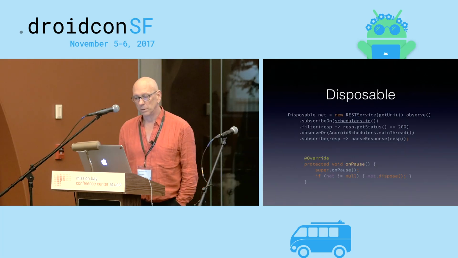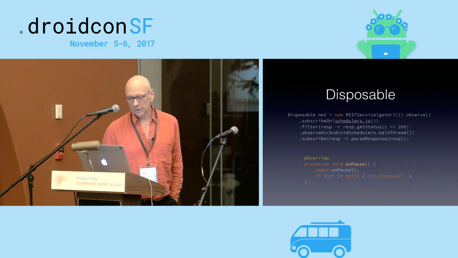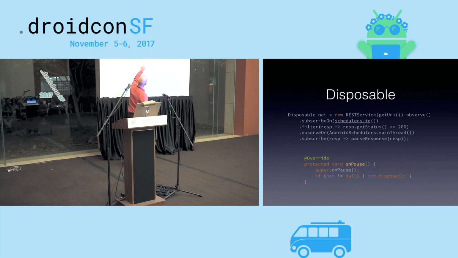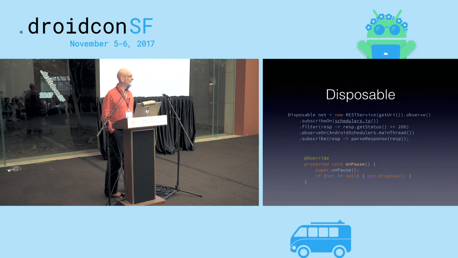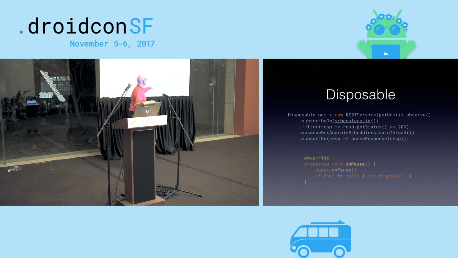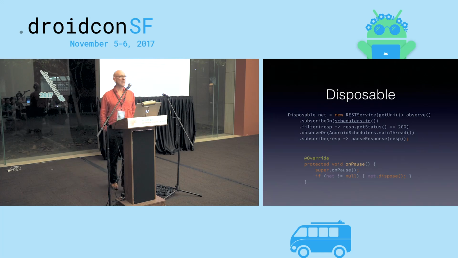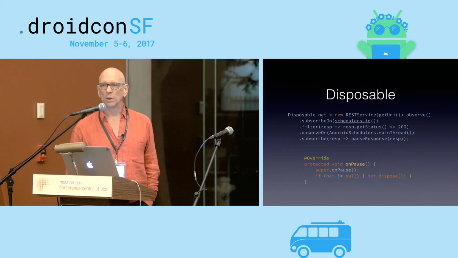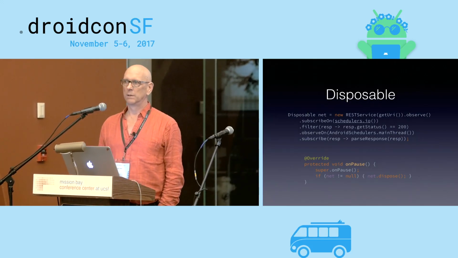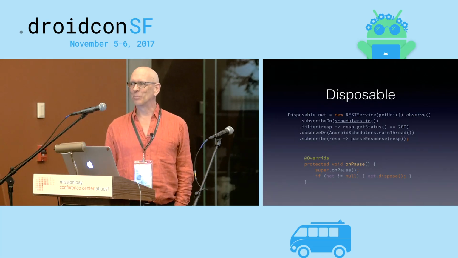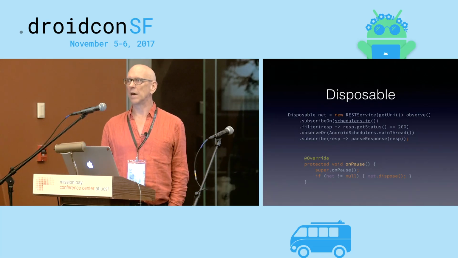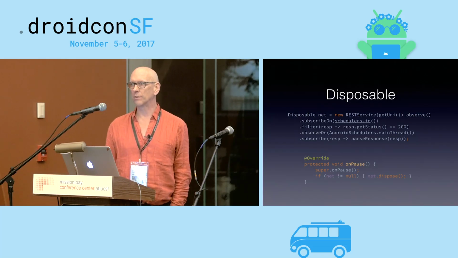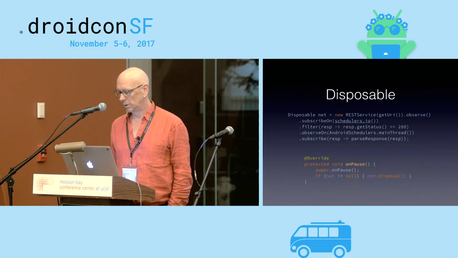And finally, there's disposable. Although in the rest of the slides, we paid no attention to the return here, that return is a disposable. And you can use it like this, just the way you might have canceled your async task. You can use it in your on pause or what have you to tell the observer to quit paying attention, to cancel its subscription.